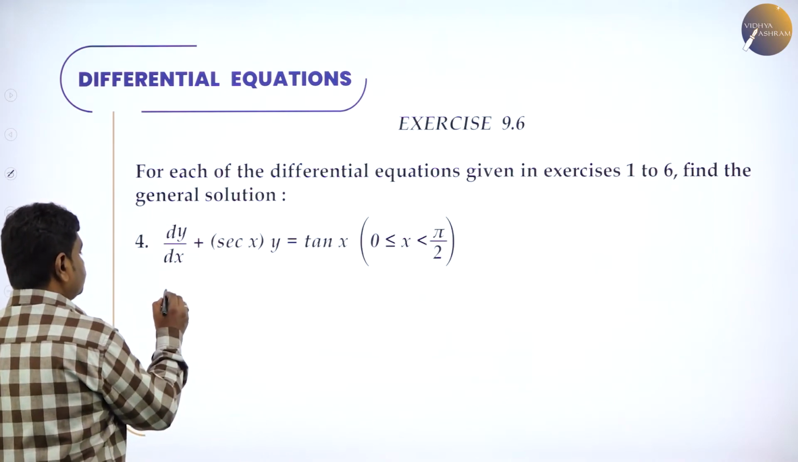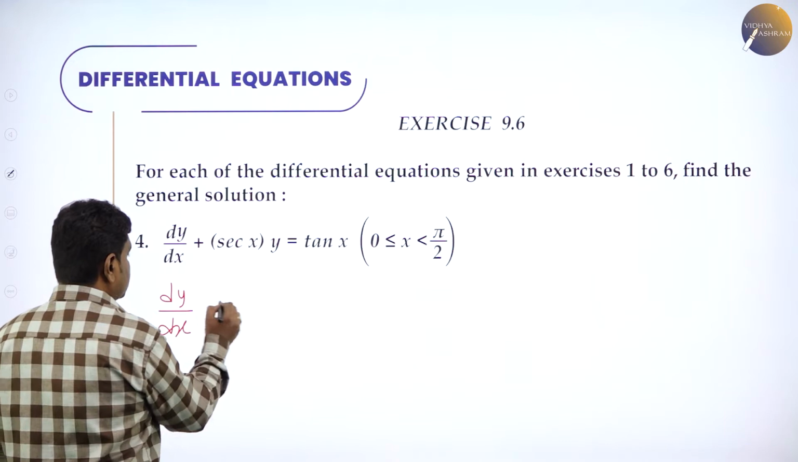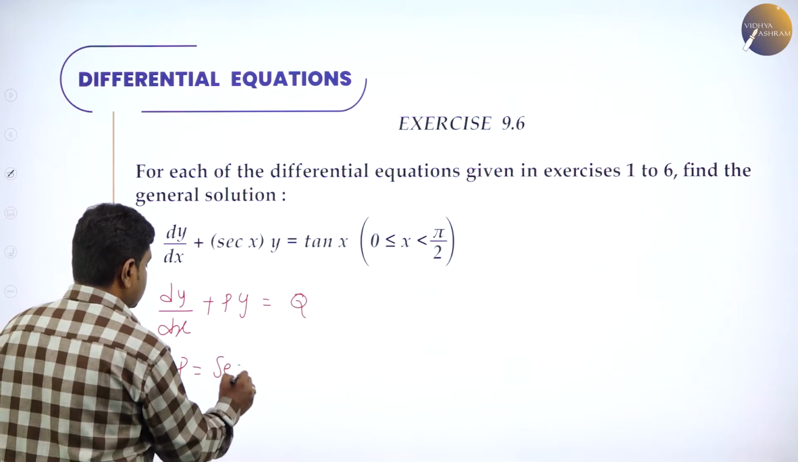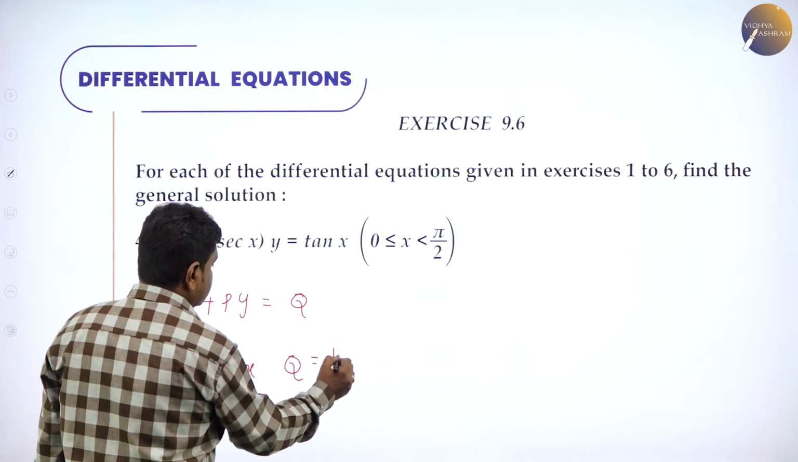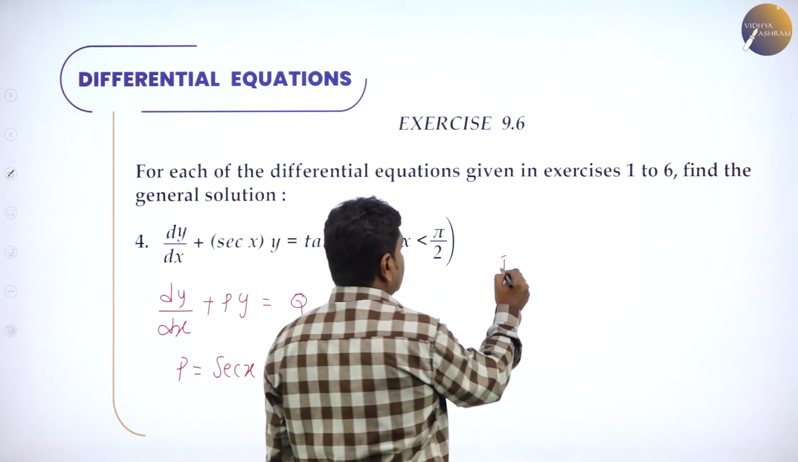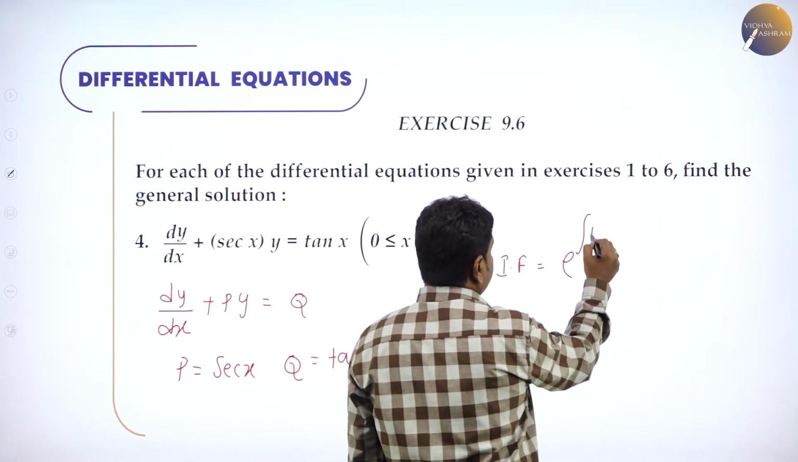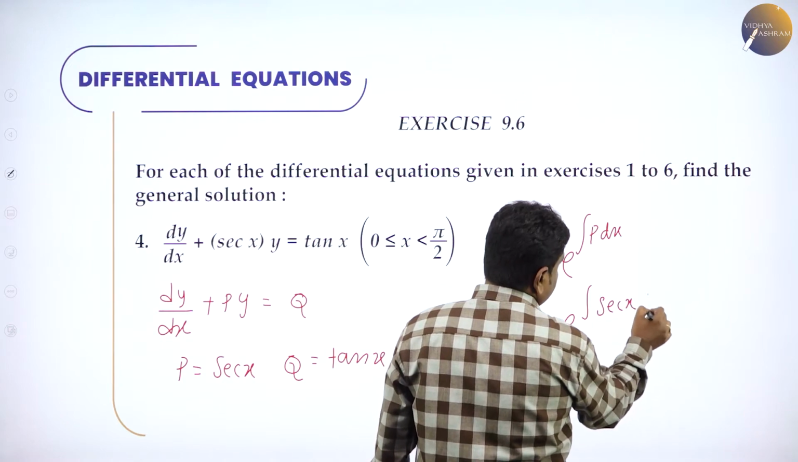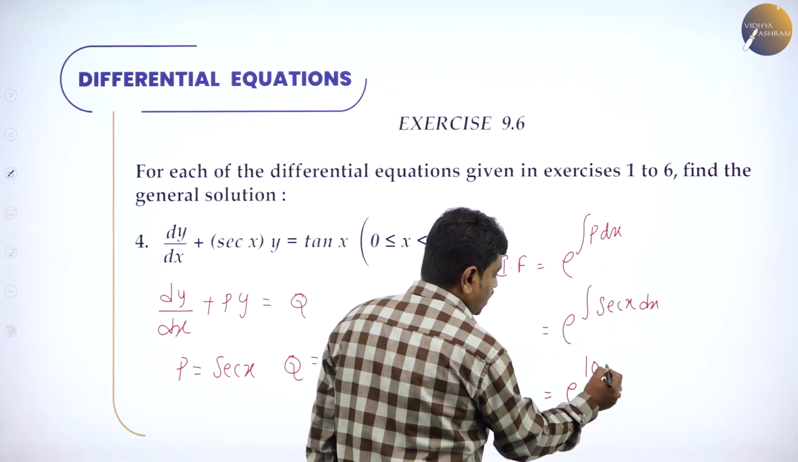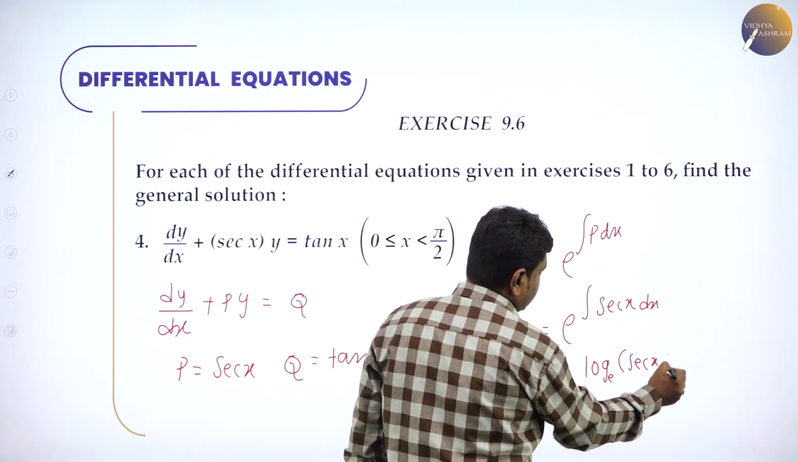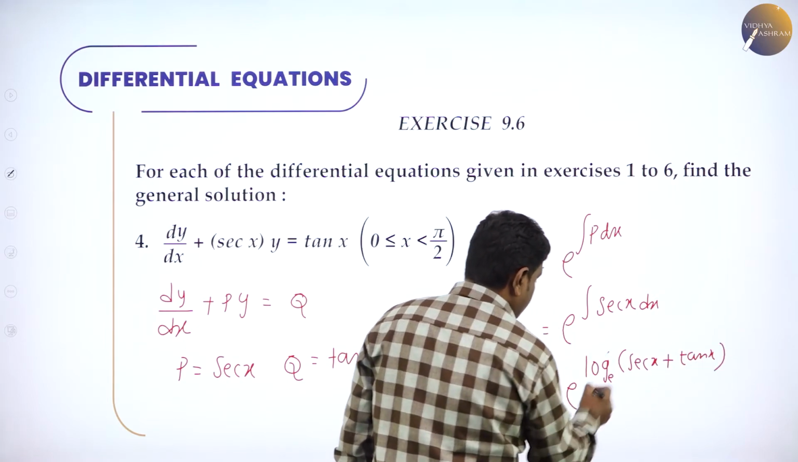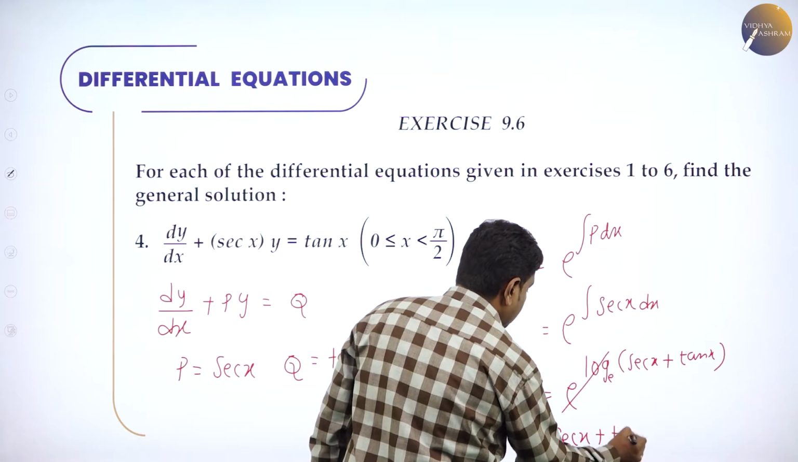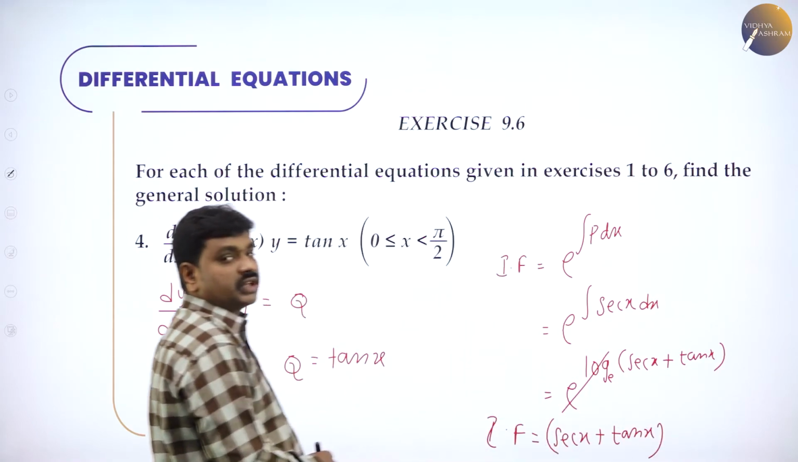Now this is in the form dy by dx plus py is equal to q, and in the place of p I have secant x, in the place of q I have tan x. So now I need to find the integrating factor. What is the integrating factor? E power integration of p dx, that is e power integration of secant x dx. All of you know integration of secant is e power log base e secant x plus tan x. Now the exponential and log cancel, so the integrating factor is just secant x plus tan x. Now we got the integrating factor.